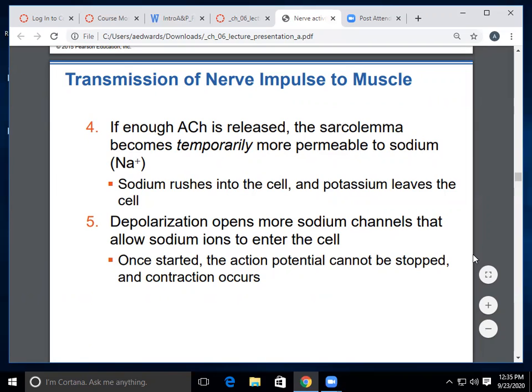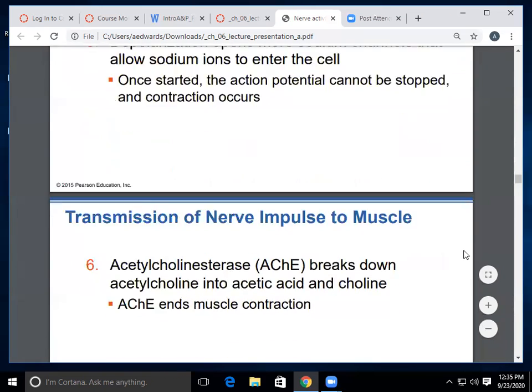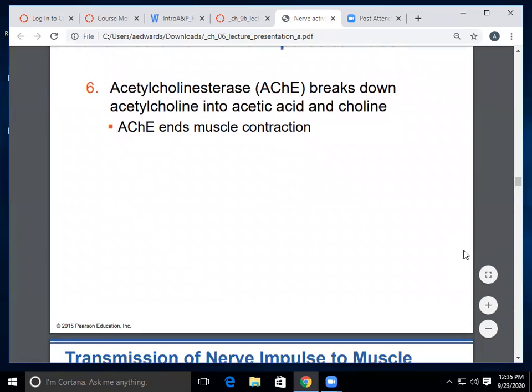And depolarization is going to result in an action potential. And an action potential is needed for contraction. So once you start the action potential, you can't stop it, okay? So basically you have enough sodium ions going into the cell to get a depolarization, or you don't, okay? And then muscle contraction happens. Now, if there wasn't a way to stop this, it would go on and on forever, okay? Your muscles would just contract permanently.